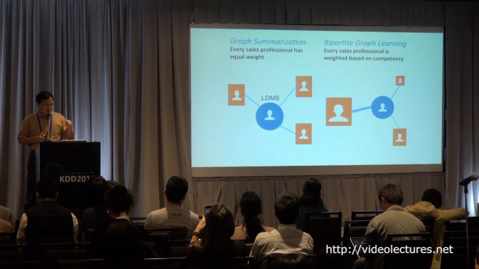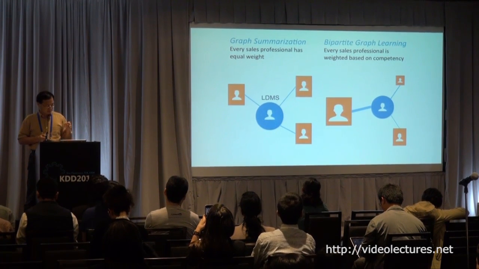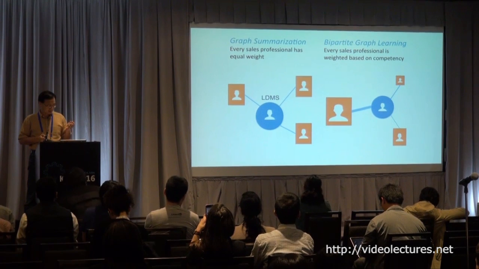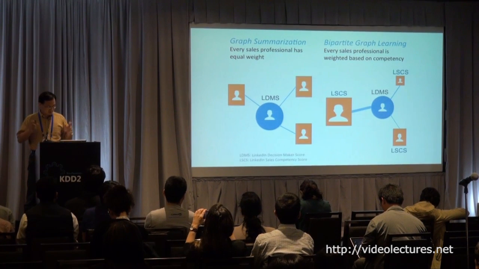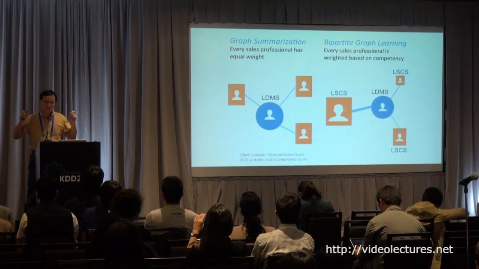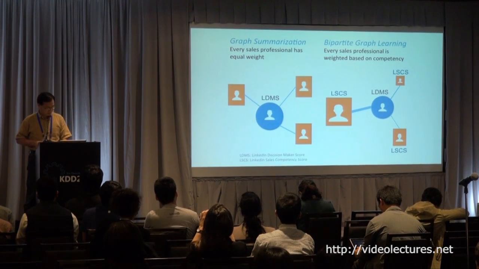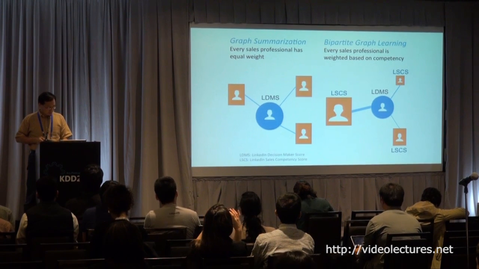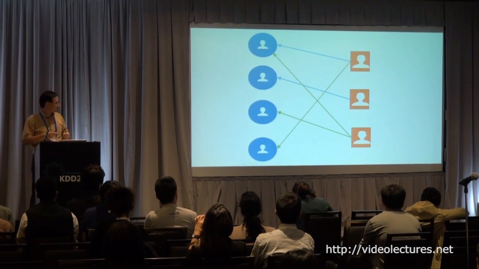We call the score for the blue person here the DMS score, decision maker score, LinkedIn decision maker score. And we call the other score, another score for salespeople, the sales competency score, SCS, just a nickname for that. So I just want to visualize this with a little bit of animation.